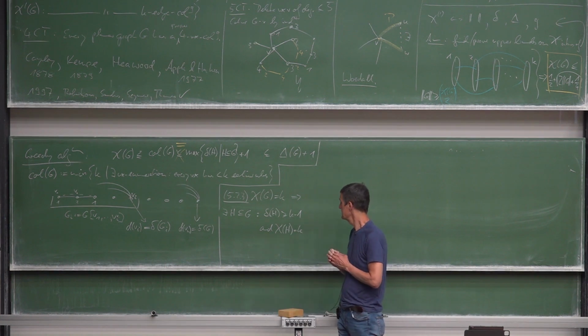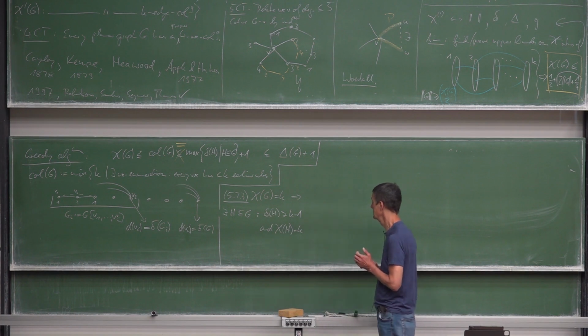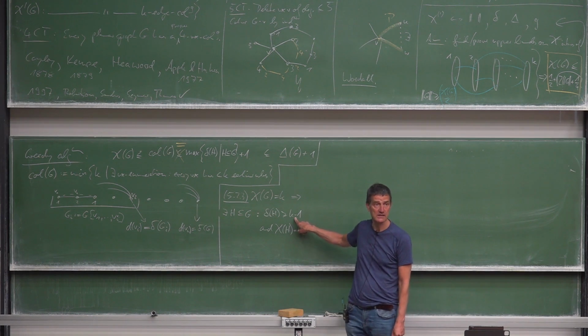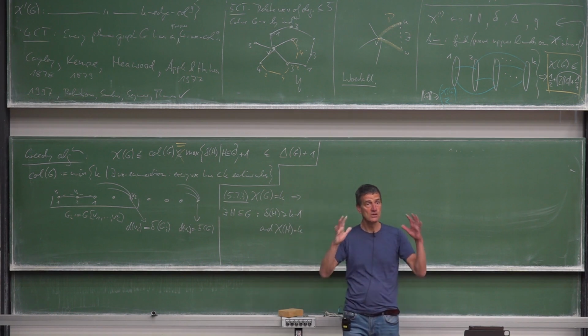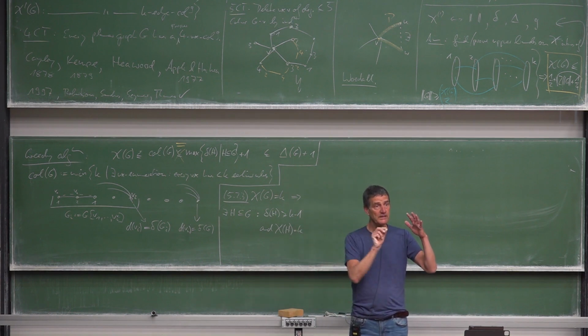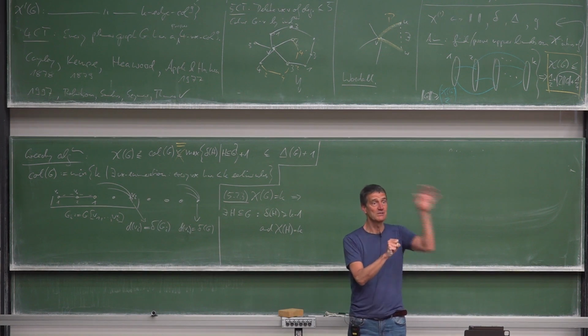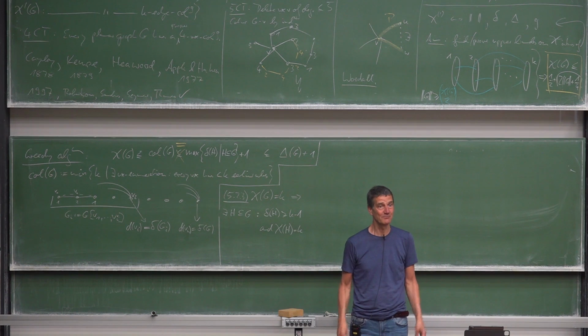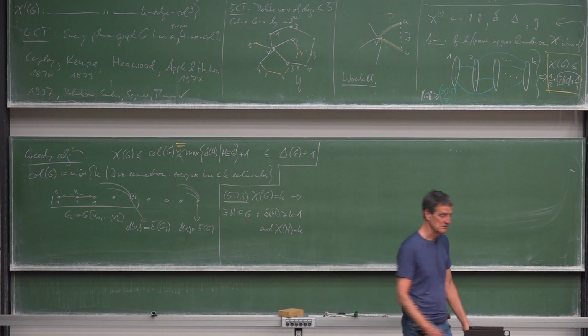Now, I claim that this subgraph has min degree at least k minus 1. Why? If it had degree at most k minus 2, we would pick a vertex of degree at most k minus 2, delete it. Then the chromatic number goes down to k minus 1. Then we put the vertex back. It has only k minus 2 neighbors, and we can color it with one of the first k minus 1 colors as well.